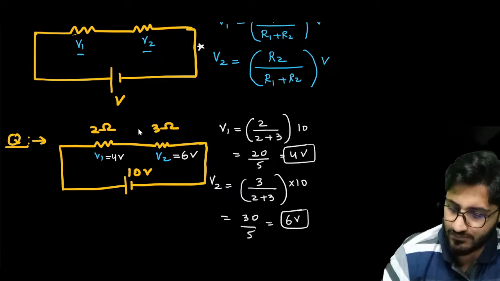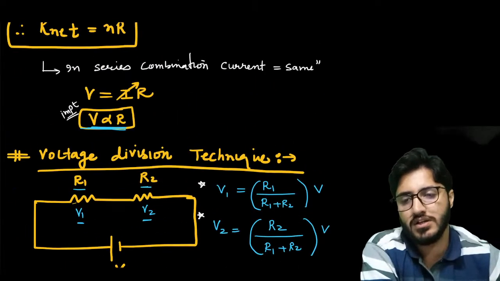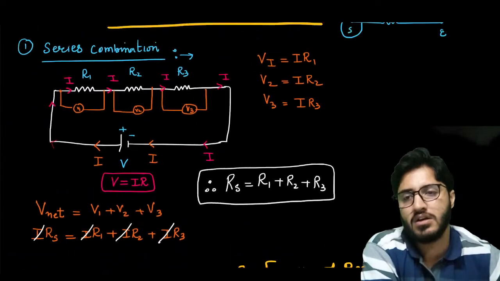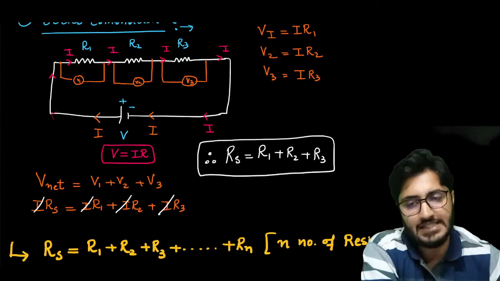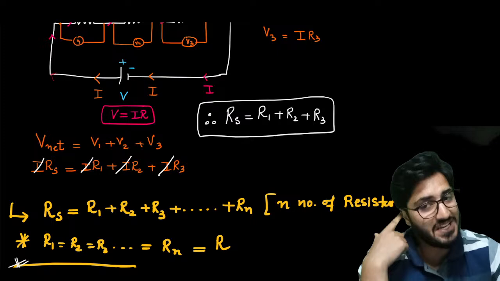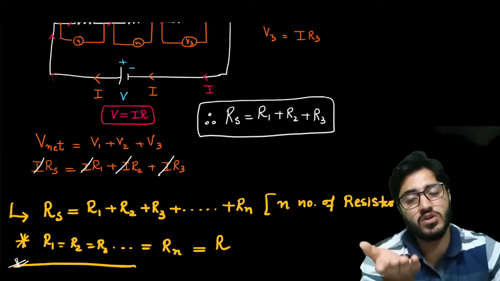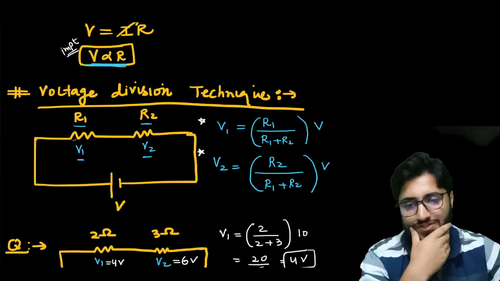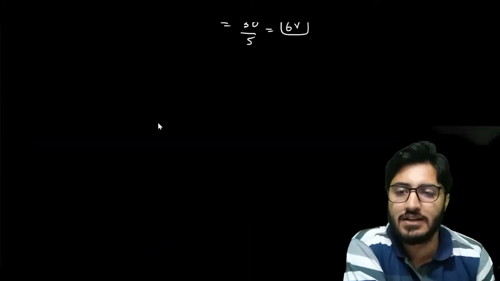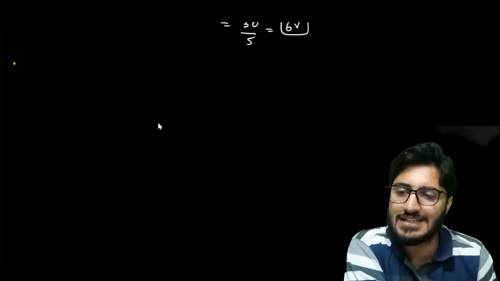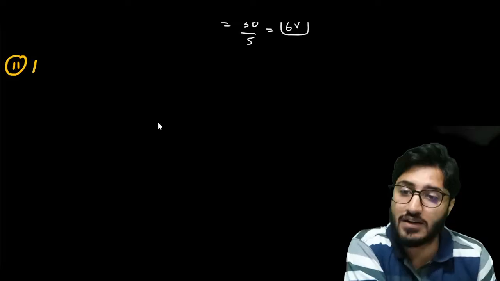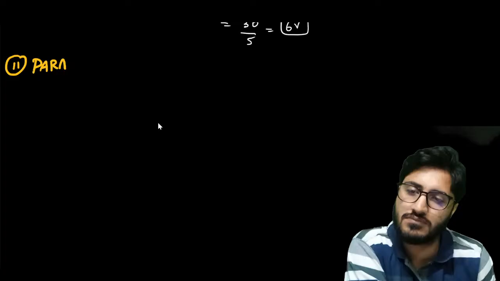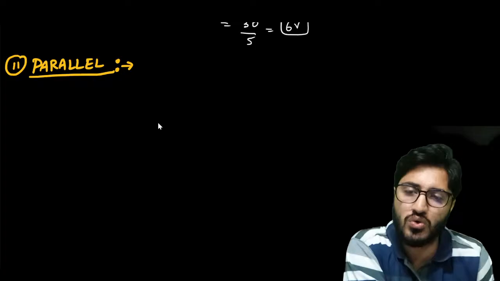Okay, now this was series combination, and in series combination current is same, so we don't need to find the current now. We have to find the voltage. So now we got the way how to find the voltage across the resistors. Now we are dealing with second case. Case number second means parallel case. I guess in parallel combination you know that voltage remains same.